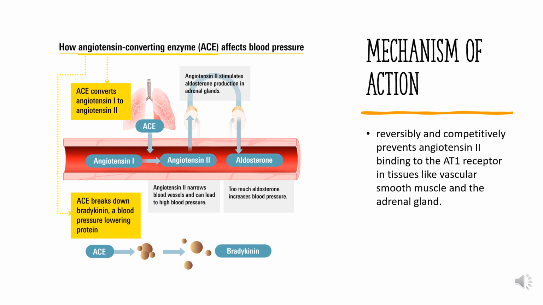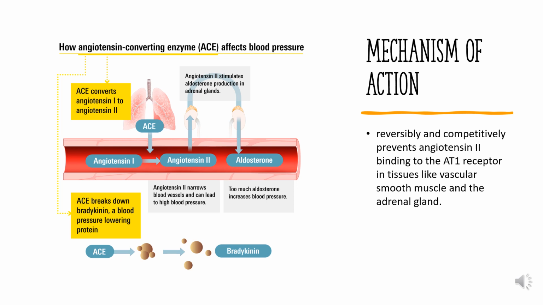Mechanism of action. Losartan reversibly and competitively prevents angiotensin II binding to the AT1 receptor in tissues like vascular smooth muscle and the adrenal gland. Losartan and its active metabolite bind the AT1 receptor with 1,000 times more affinity than they bind to the AT2 receptor. The active metabolite of Losartan is 10 to 40 times more potent by weight than unmetabolized Losartan as an inhibitor of AT1 and is a non-competitive inhibitor.